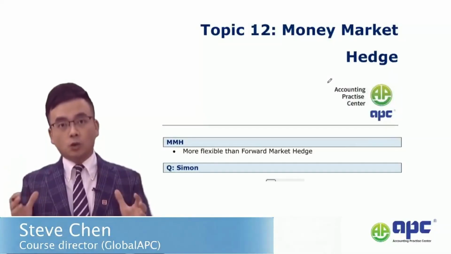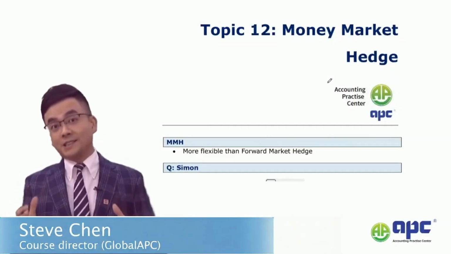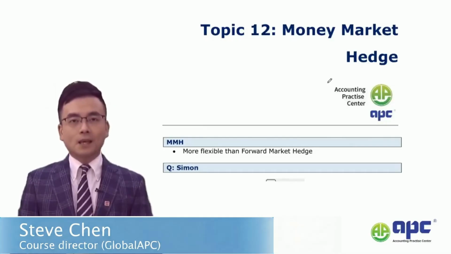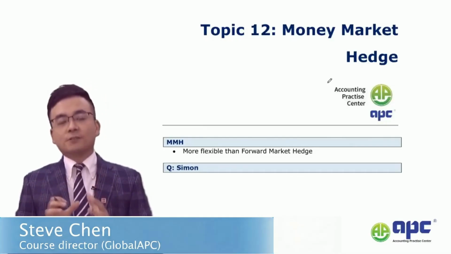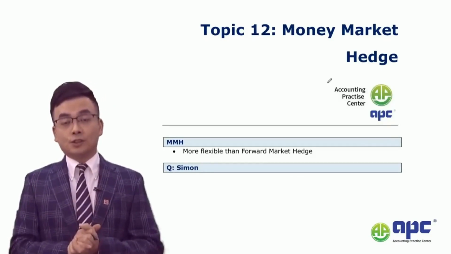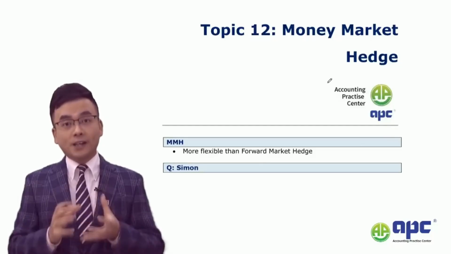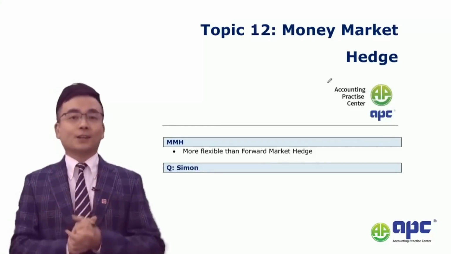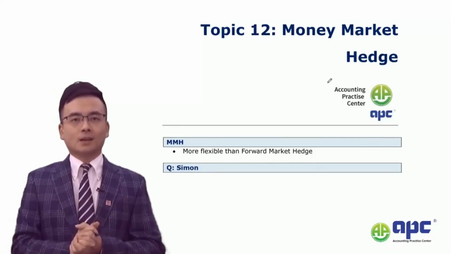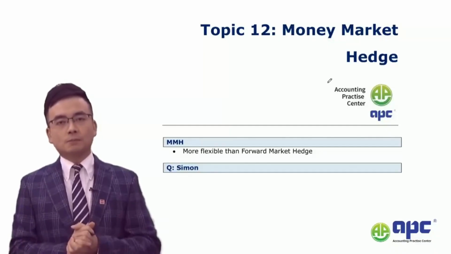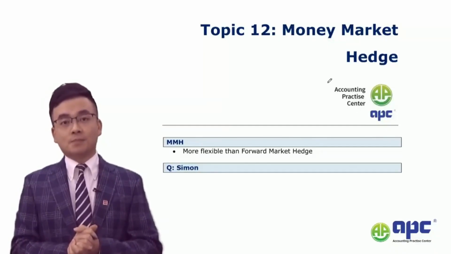Previously we've talked about the forward market hedge in the ACCA AFM exam. But the disadvantage of the forward market hedge is that it is a binding contract. We need to exercise it. However, what if the customer will not pay us on time?